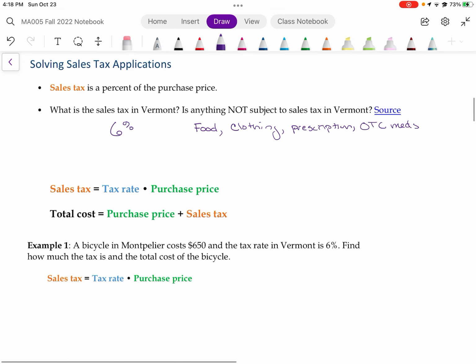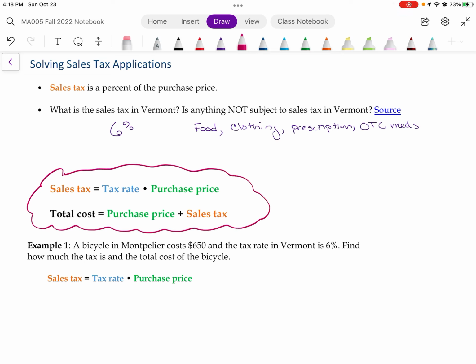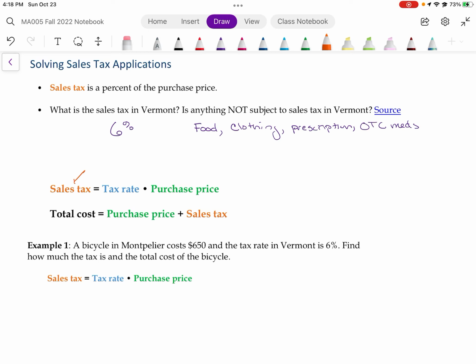All right, so sales tax equals the tax rate times the purchase price. So the tax is money, right? That's money. The tax rate is a percent converted to a decimal. Purchase price, of course, is money. Now the total cost is going to be the purchase price plus the sales tax. That's how much something costs.